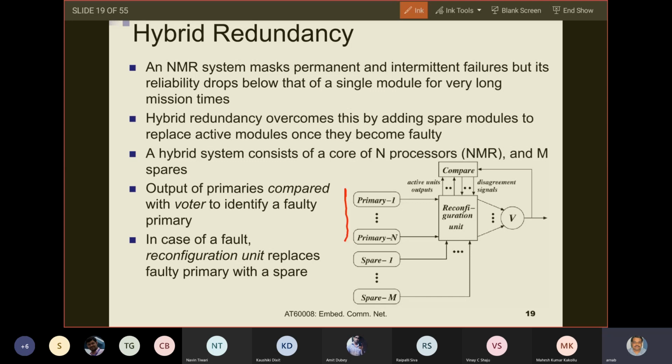And then here in these lines, what are they saying? The output of each of the N primaries is being compared with the output of the voter to find out which of the primaries are working correctly and which are not. So this was one of the problems with NMR. NMR could detect faults, but there was no mechanism to find out the faulty component and then replace it. We had this in dynamic, but we did not explicitly say how. Now we are saying how that is being done. So it will find the faulty primary, remove it and replace it with a spare. Right? This is the system.